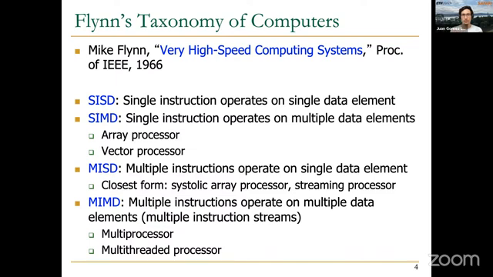The third type of computer is MISD, multiple instructions operating on a single data element. It's not that easy to find good examples in the real world, but the closest form could be systolic array processors. We are going to mention them also in today's lecture and also in some other lecture later in this semester. And finally, the last one is MIMD, multiple instructions, multiple data. Multiple instructions operate on multiple data elements. So we have multiple instruction streams. Examples of these can be multiprocessors, multi-core processors, or other types of multithreaded processors. As I said, we are going to start with the example of a heterogeneous processor or heterogeneous device.